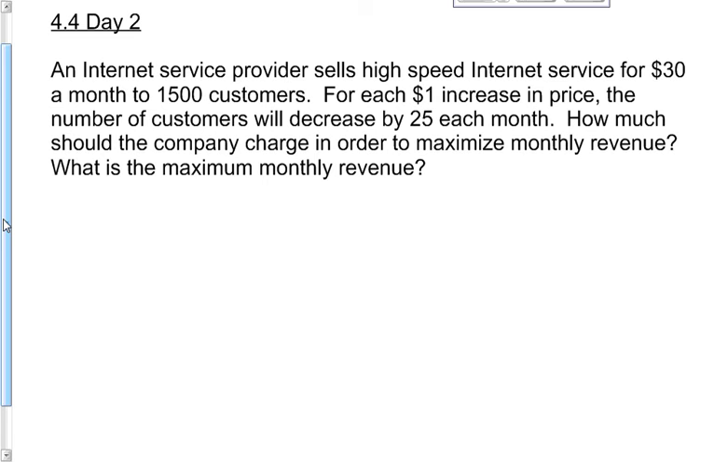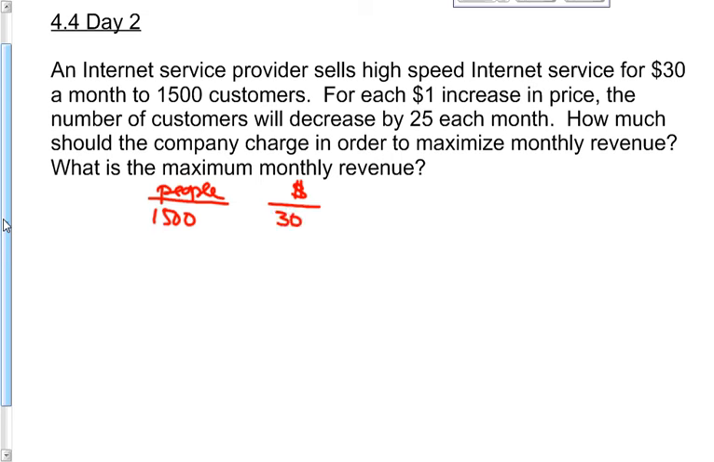An internet service provider sells high-speed internet service for $30 a month to 1,500 customers. Right off the bat, you should be able to make two categories. We're dealing with people, and we're dealing with money. How many people? 1,500. And how much do they charge? $30.